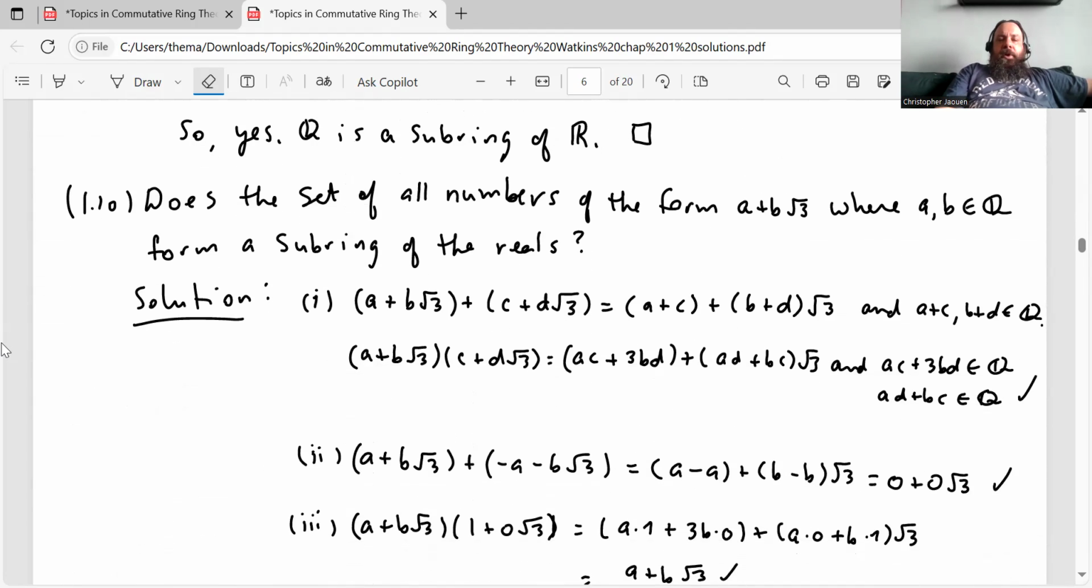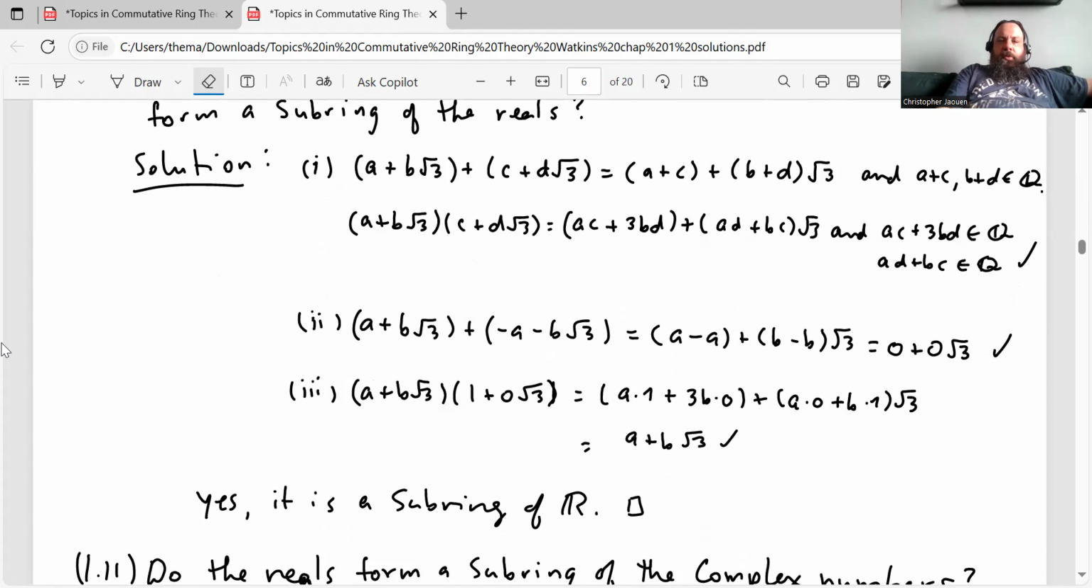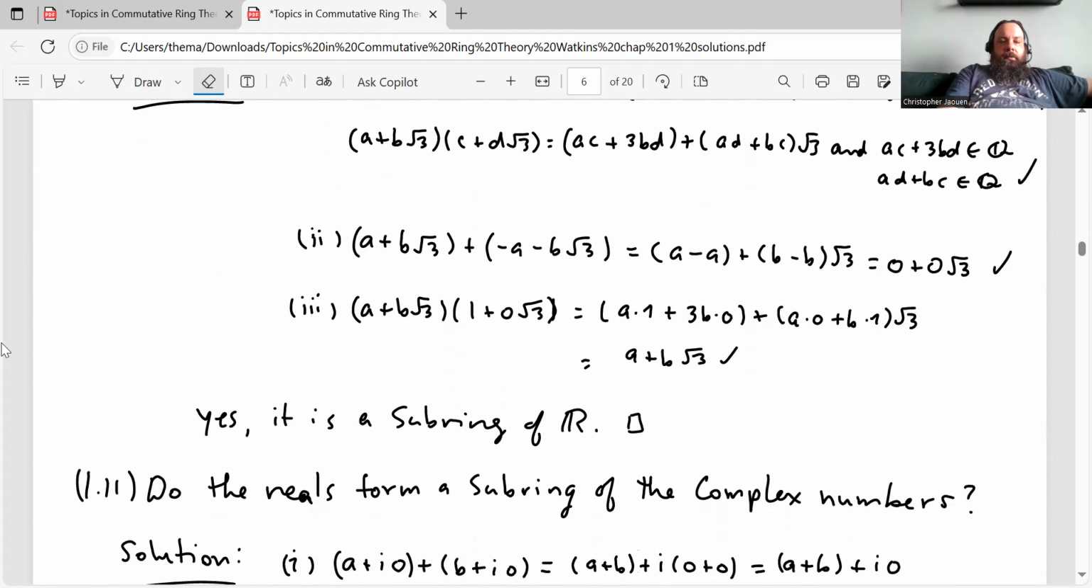1.10, does the set of all numbers of the form A plus B radical 3, where A and B are in Q, meaning the rational numbers, form a subring of the reals? Here again, the answer is yes. You just show that the 3 properties in definition 1.2 are satisfied. Here they are, so it's a subring.